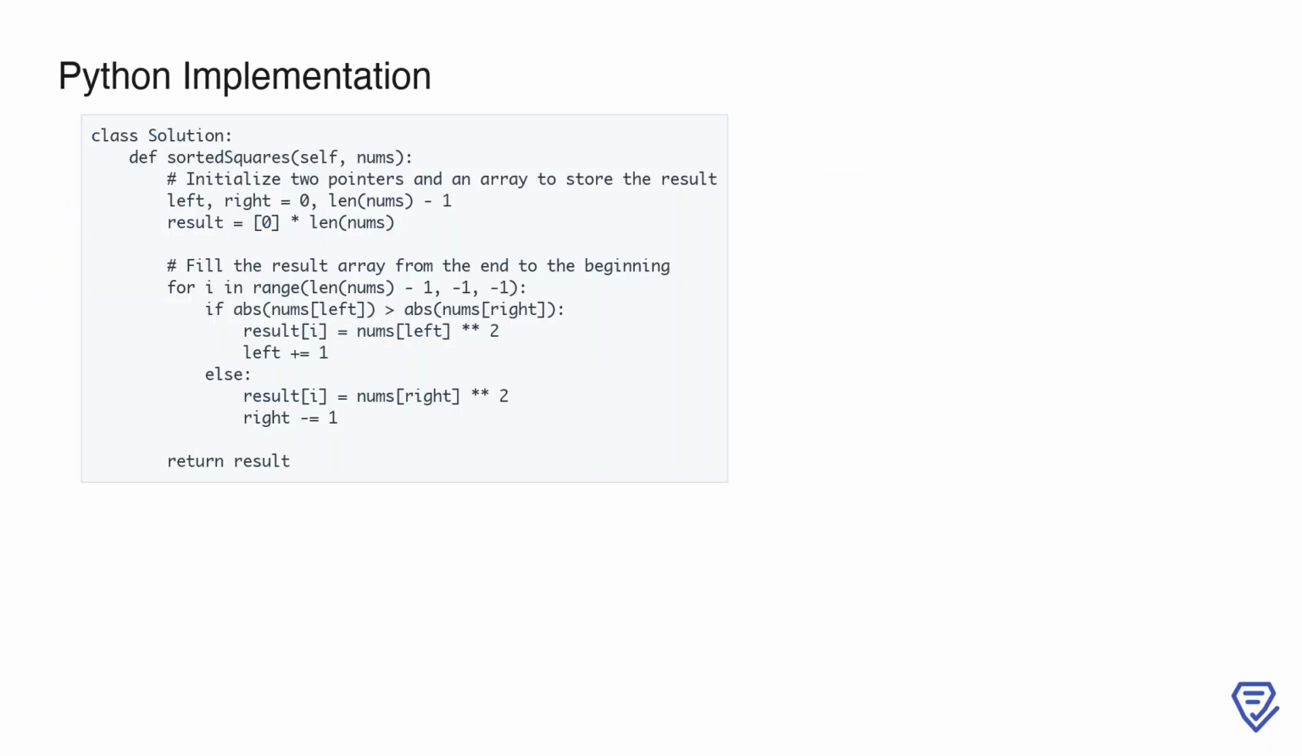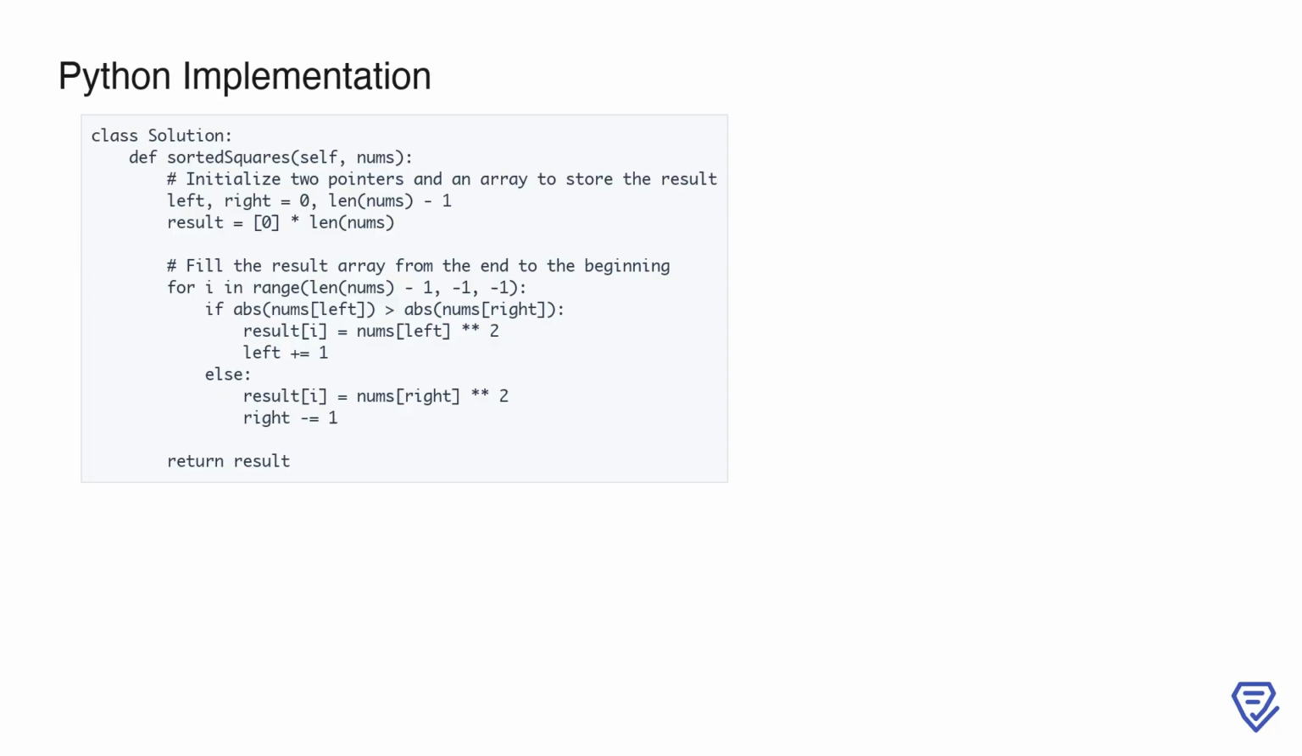The implementation uses a two-pointer approach to solve the problem efficiently. Since the input array is sorted in non-decreasing order, the largest absolute values will be at either end of the array. The goal is to square the elements and place them in the result array in sorted order. The function begins by initializing two pointers, left and right, to point to the start and end of the array. It also creates an empty result array of the same length as the input array to store the squared values.